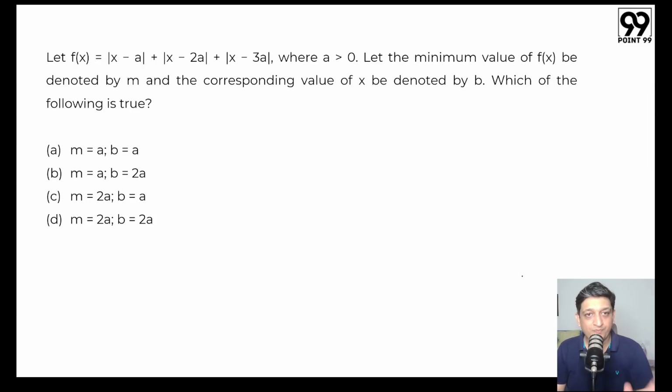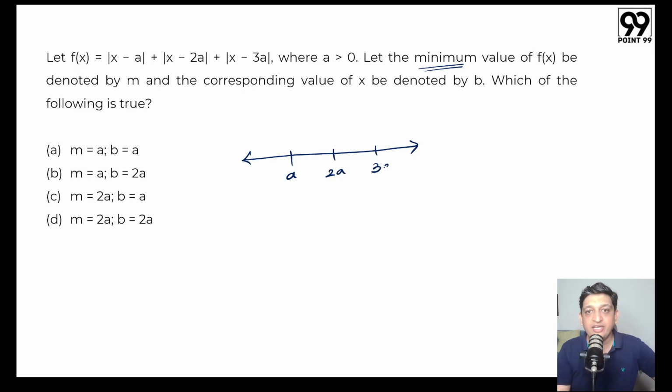So have a look at this question and then we can have a look at the solution that will follow. In this question, we have f of x equals mod of x minus a plus mod of x minus 2a plus mod of x minus 3a, and a is greater than 0. Now we have to understand one thing: if we have to figure out the minimum value of f of x, it basically means that there are 3 points available on the number line. One point is a, the other point is 2a and the third point is 3a. Now if all these 3 people decide to meet at one place, what point will they decide to meet on?